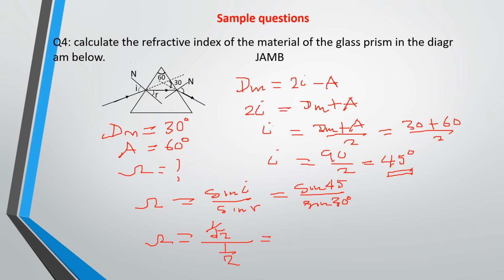So this one you can rewrite to be 1/√2 times 2. If you write it, it is 2/√2. So if you want to solve it surd-wise, you rationalize this equation, this will be 2/√2 times √2/√2. Okay, so this gives you 2√2/2. This will cancel out so that the refractive index of this glass will become √2. So refractive index equals √2.